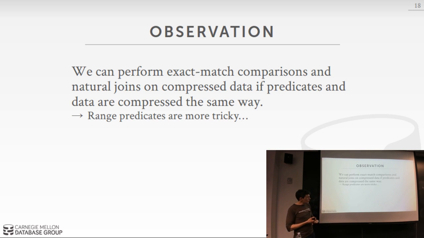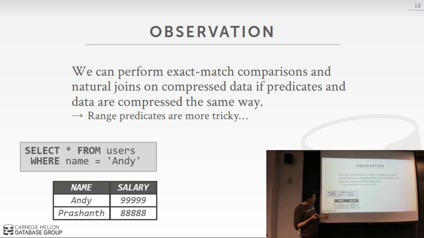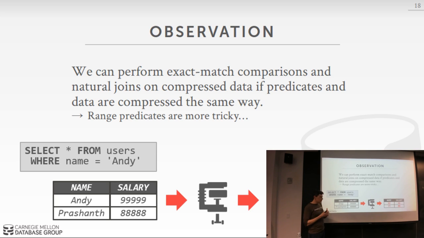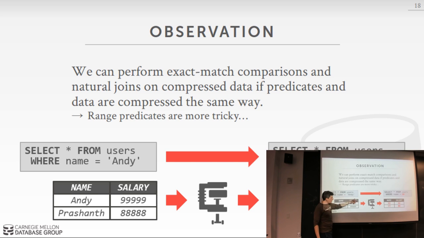So range queries are a bit more tricky. We'll see this later. But what I mean by this is, say we have a table with Andy and Prashant, and we have our salary. If I use some compression algorithm that stores the values in compressed form, and my query wants to find all the users where name equals Andy, I run this constant, Andy, through the same compression algorithm and end up with the same value. Now I can do my lookup in my table directly using the compressed form of the predicate. Otherwise I'd have to decompress every single tuple and then do the check.